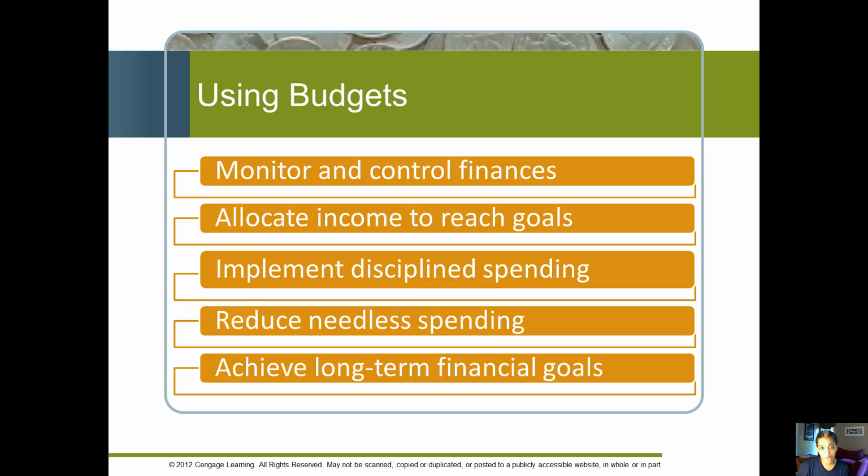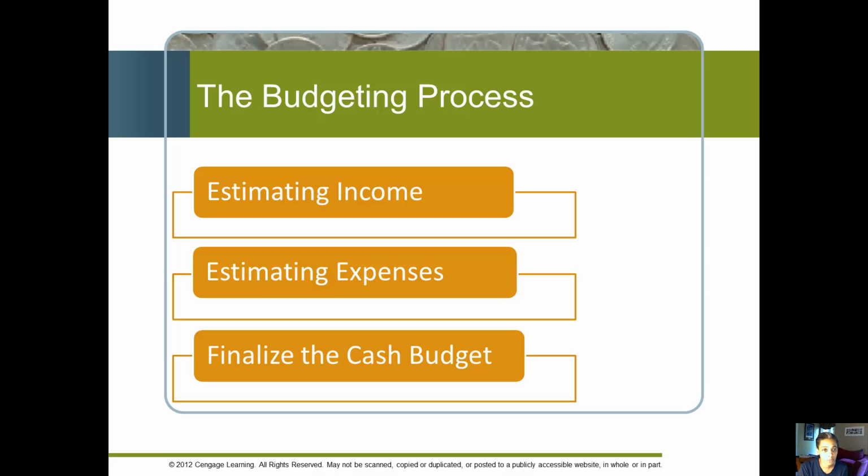So the reason why we use budgets is to monitor and control our finances, to allocate income to reach our goals, to implement disciplined spending, to reduce our needless spending, because sometimes we don't even realize how we're spending our money, and as I mentioned a minute ago, to help us achieve our long-term goals. So the way the process works is first we have to estimate our income, then we estimate our expenses, and then finally we finalize the cash budget.